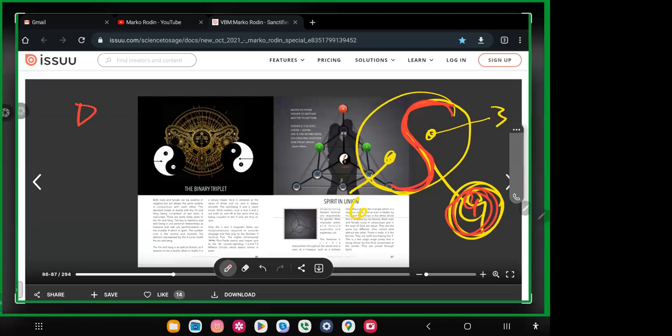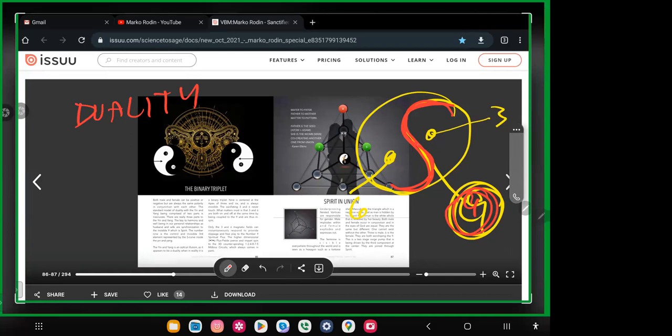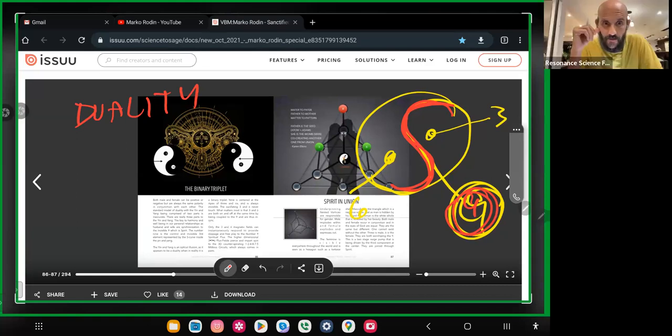So the duality of male, female, black, white, yin and yang is all false. There is something in the center that is always causing it to occur.